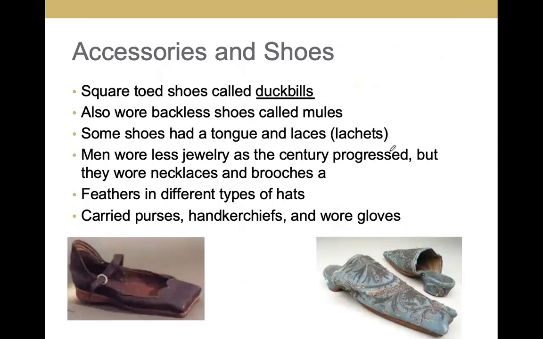There were some specific accessories at this time. This popular shoe style was called a duckbill. Instead of having a pointy toe, the shoes had a very squared off toe that looked like the bill of a duck. That's why they were called duckbills. They also started having mules, which are backless shoes. Those are still popular now, and they're still called mules. They also started to get some laces on their shoes. Some shoes had a tongue and actual laces, which they called latchets. So latchets were the first shoelaces.